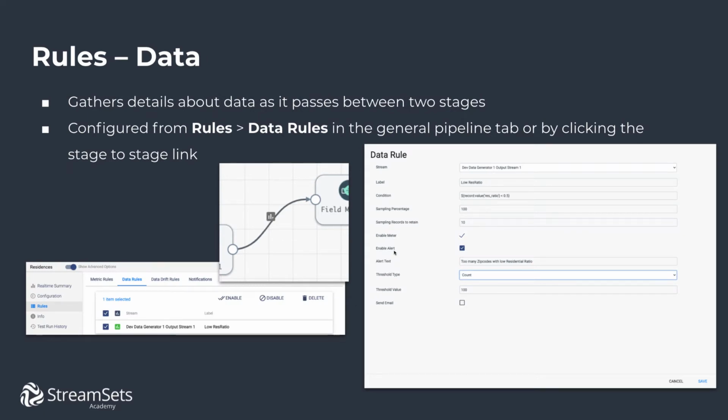Now it is time to move over to the data rules. These rules inspect the data and gather details about the data as it passes from stage to stage. They can be configured from the rules setting of a pipeline. We can set them between stages. To do so, click on the link between the two stages. You will see a pop-up window from where you can create a new rule or edit an existing one. We will be able to get into more detail further on during the demo.